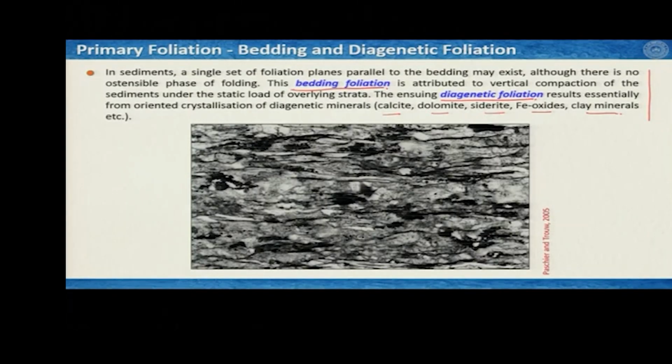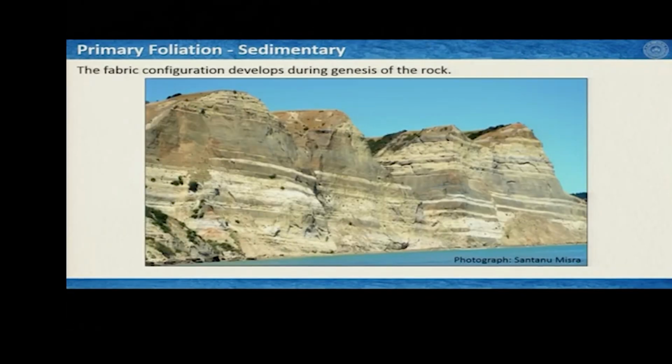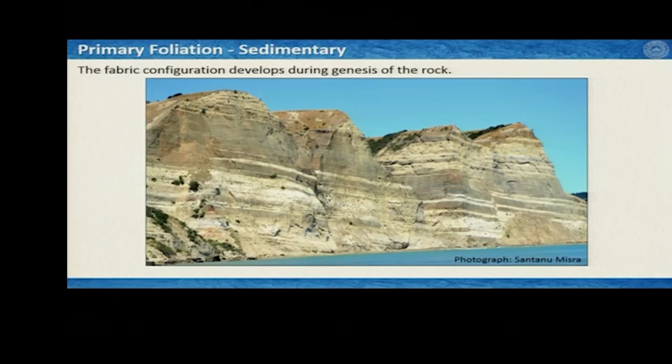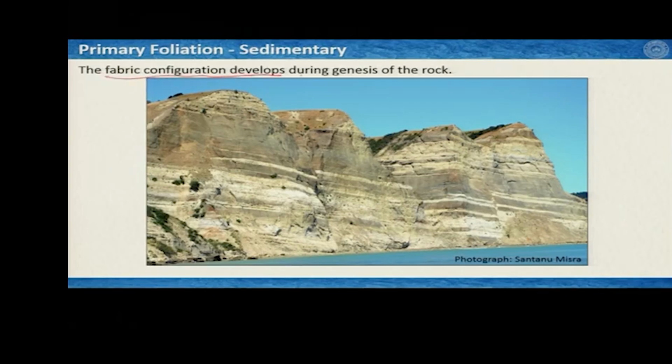Let us have a look at a series of photographs where we will see how they look. We all have seen this kind of features when you have gone to the field or maybe in photographs. So, the primary sedimentary foliations, as I said, is the fabric configuration that has to develop during the genesis of the rock.